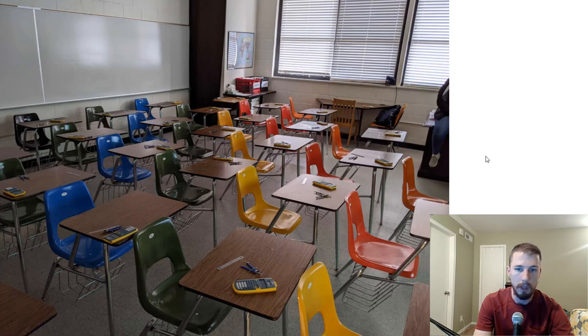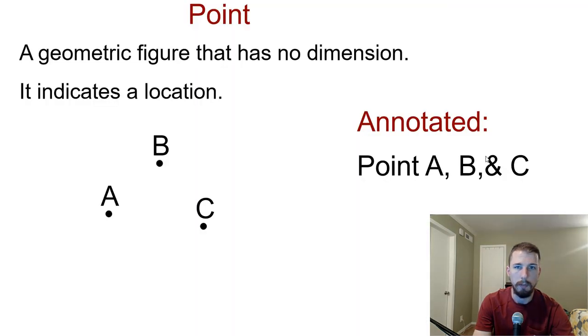All right, so let's go ahead and get right into it. When we talked about an axiomatic system, there were three undefined terms that we start out with: points, lines, and planes. A point is simply a geometric figure that has no dimension, meaning it doesn't have any width or any length or any depth to it. It's just merely a location.